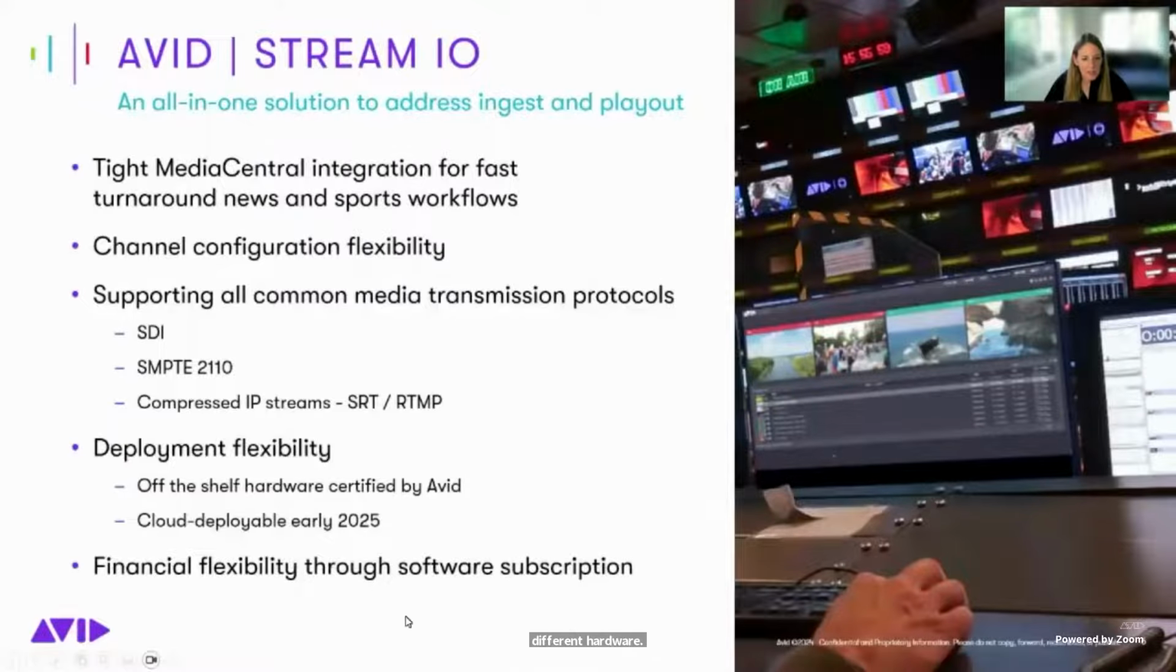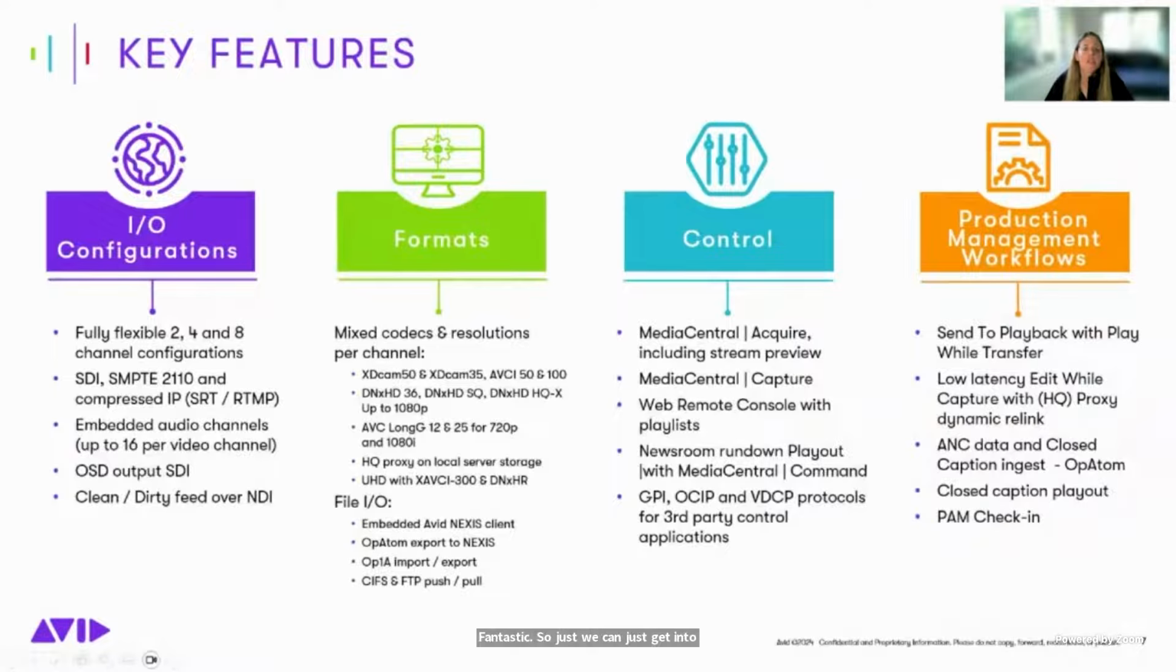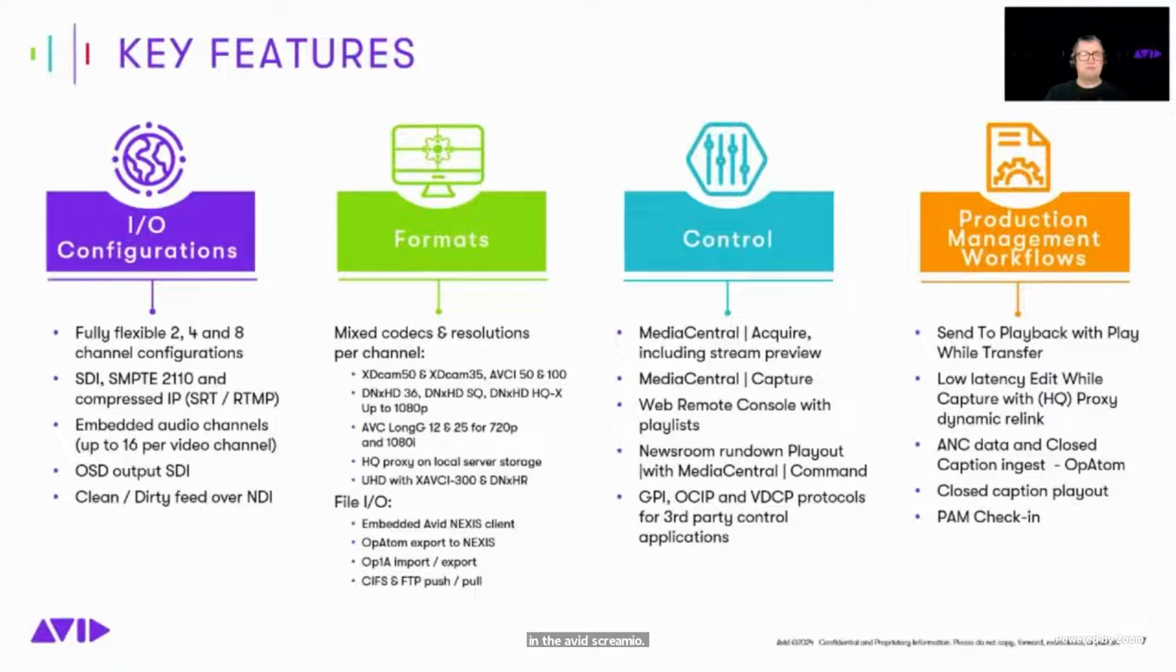Fantastic. So we can just get into a little bit more detail about some of the key features in Avid Streamio. Sure. So as I just mentioned, we've got a flexible channel configuration. So whether you need a 2-channel server, 4 or 8 channels, you can have this combination on the hardware that we've certified. You have the option of SDI, 2110, and SRT, and you can freely transition between these on the same hardware. You just need to change the video I/O interface to do this. We also have clean and dirty feeds available over NDI, so you can have this available within the gallery without using up outputs from your system.